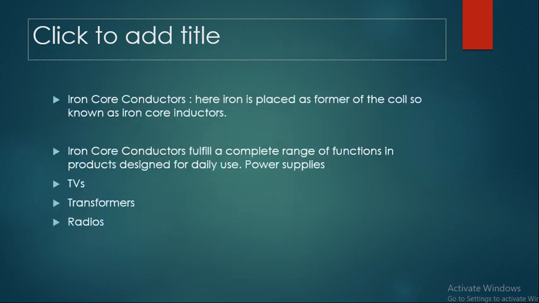The next category is iron core inductors. In iron core inductors, iron is placed as the former of the coil, so they are known as iron core inductors. We most commonly use them in TVs, transformers, and radios.